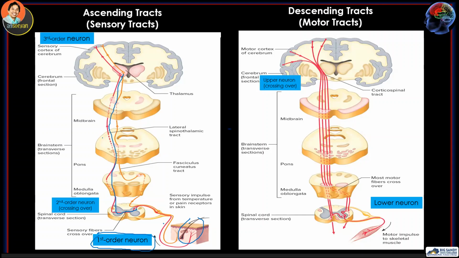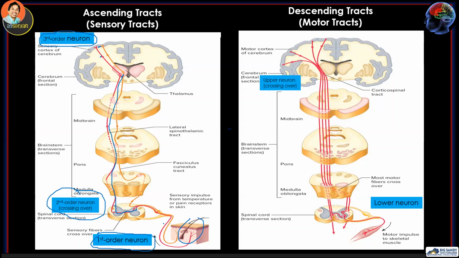So that neuron becomes the second order neuron, and this is the neuron that actually crosses over from left to right or right to left. And then there will be another neuron that receives that information in the thalamus and brings it to the cerebral cortex. That neuron over here becomes the third order neuron. So in total there are 3 neurons involved in the sensory process.